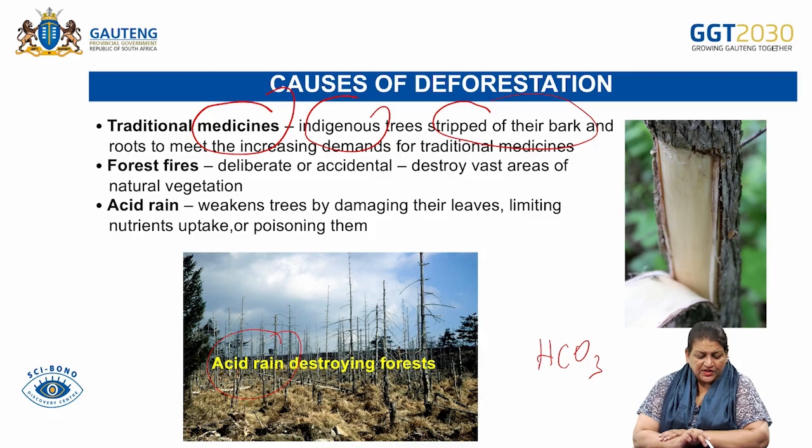Acid rain weakens trees by damaging their leaves. And if there's no leaves, that means no photosynthesis. The plants can't make food to send to the roots. And if the roots die, they can't absorb water. And eventually that whole little plant will die.